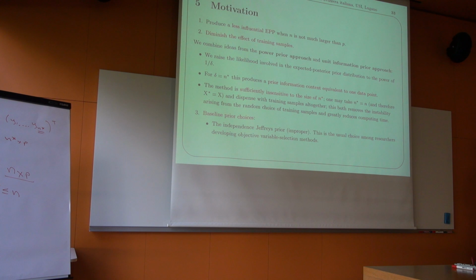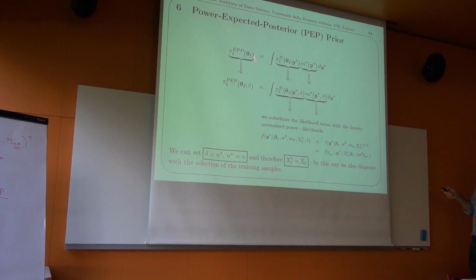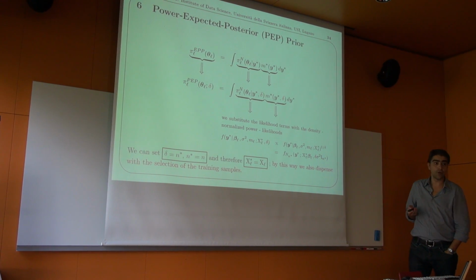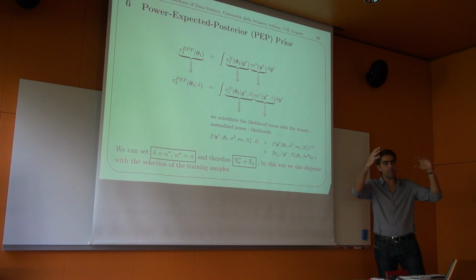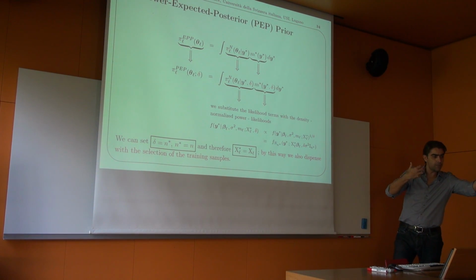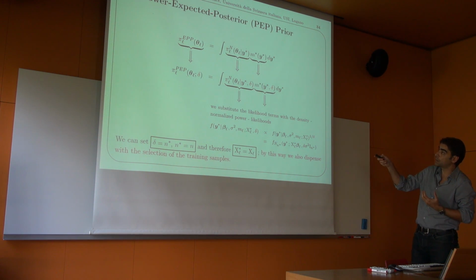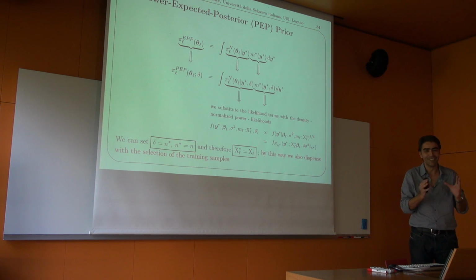So I'm, for 5 minutes, moving to the last part of the talk, to briefly tell you what we have done. We have introduced something in order to solve these two issues that we call power expected posterior prior. The way we thought of the problem was by combining ideas from expected posterior prior, from unit information prior, and from power prior. So what we did was the following. I'm telling you things very simply, but of course they are not so simple.